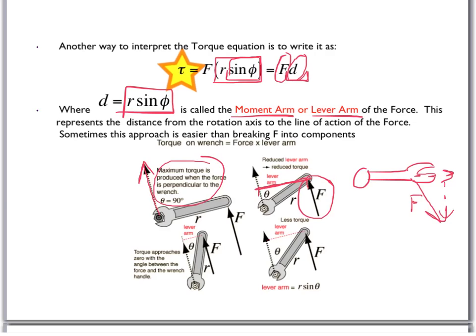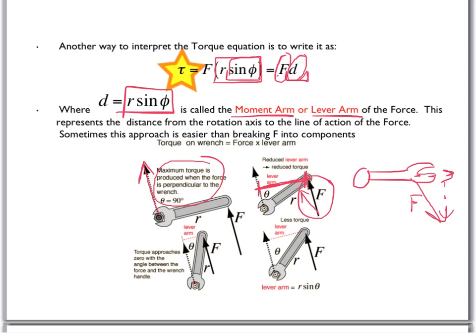Then it would truly be the force multiplied by that distance. As your force begins to become angled, this lever arm is essentially shortened. Or you could think of the components of the force now being less, so that only a part of that force is contributing to the rotation instead of all of that force. This is going to result in less torque and less of an ability to change the object's rotation.